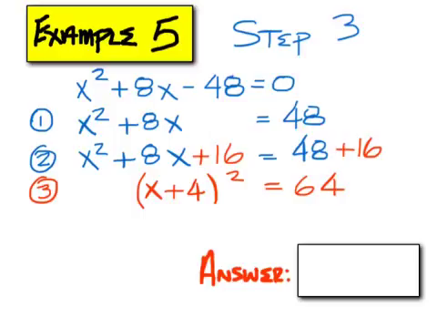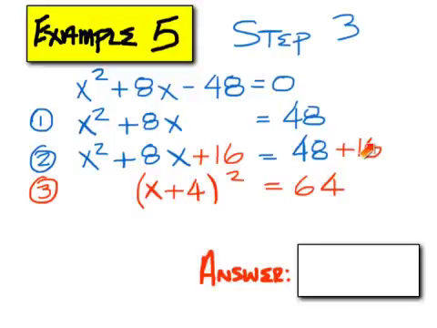In example number 5, we're going to go to step 3. So we had x squared plus 8x minus 48 equals 0. Step 1 is to move the minus 48 to the right and make it positive 48. Step 2, which we just went through, is to find half of the middle term. In this case it's 4. Square it to get 16 and add it to both sides.